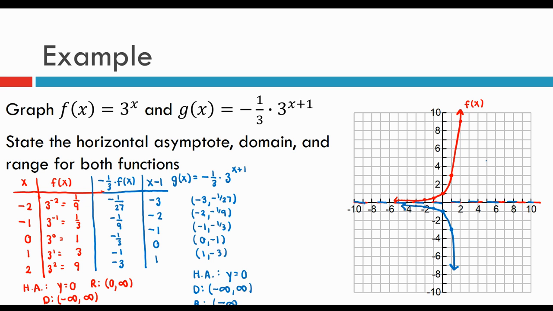So my range is going to start with negative infinity, and it's getting closer and closer and closer to 0 without actually touching or crossing the x-axis. So this time it goes from negative infinity to 0.